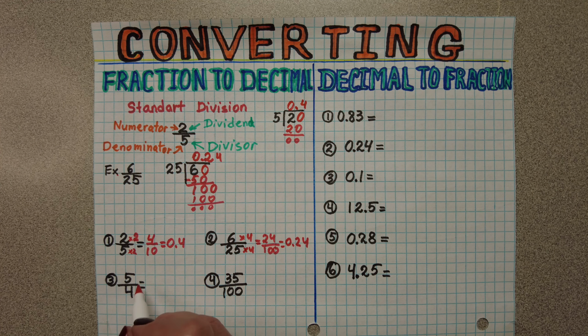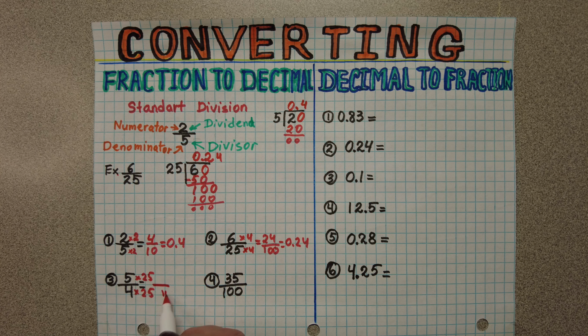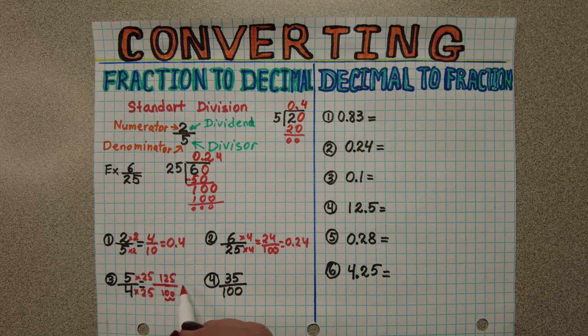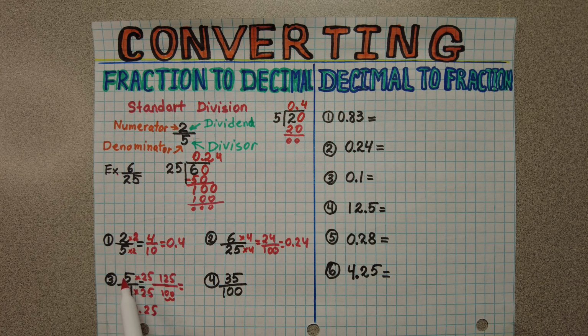Let's do some more. Okay, let's make this a 1 and zeros. 4 times 25 will be 100 on the bottom. On top will be 125. Again, we can count two digits to the left. If we go 2, it will be 1.25. See, we converted the fraction into decimal.